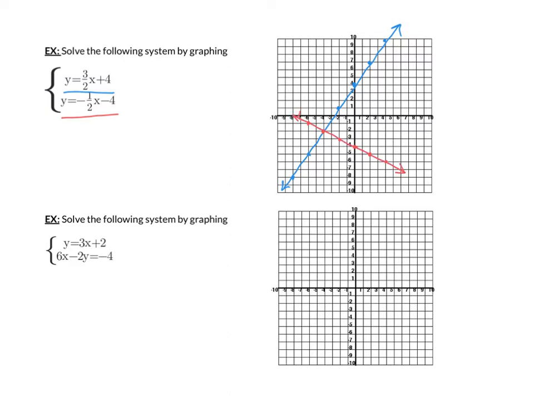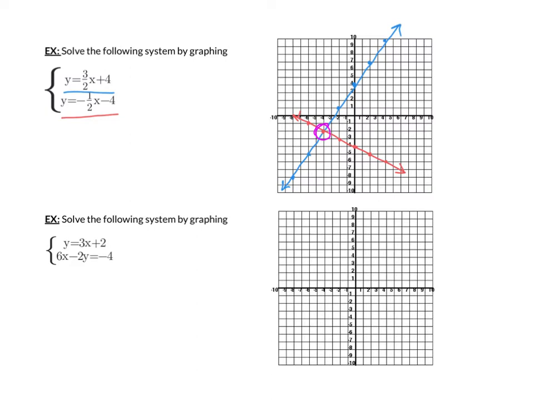Now, remember we said that a solution makes both equations true at the same time. Every point along a line is considered a solution to the line. So for example, if I plugged in 0, 4, 4 equals 3 halves times 0 plus 4, it's a true statement. Every point along this line makes a true statement. So when I look for where they're both true at the same time, what I'm looking for is where they are both equal, where they intersect. That intersection point is my solution.